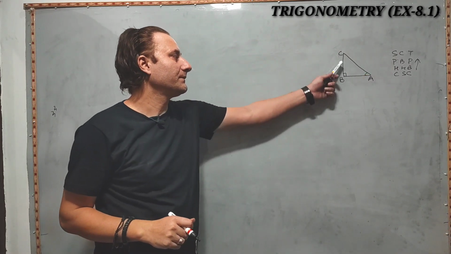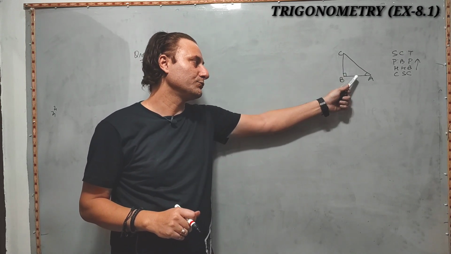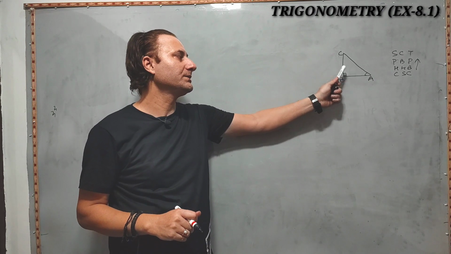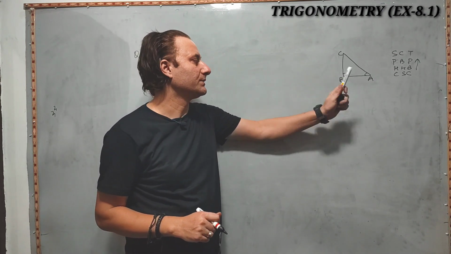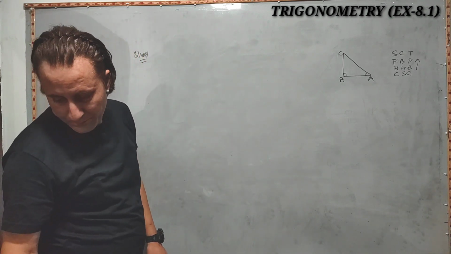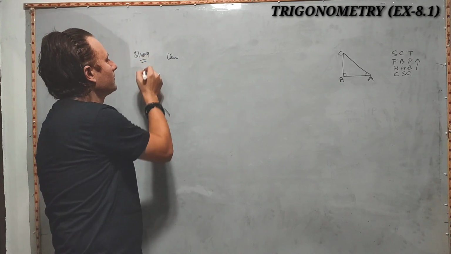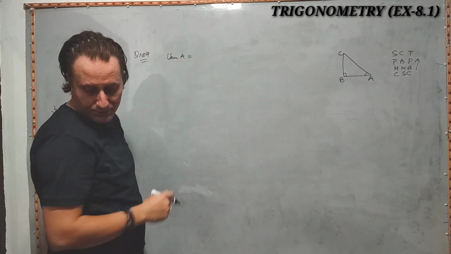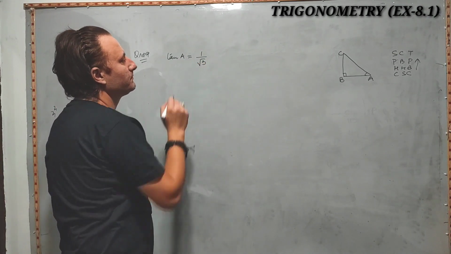Why? Because if A was here, then I would have taken this angle, and then we have to use this as perpendicular, this as base. Let's take this A, and then this will be the perpendicular and this will be the base. Nothing changed as of now. So we have tan A equals 1 upon under root 3.